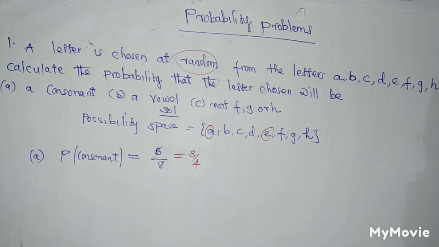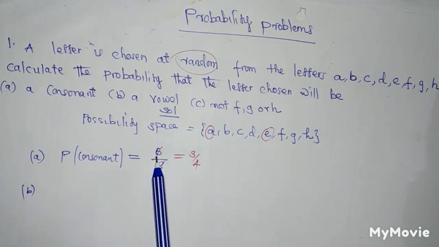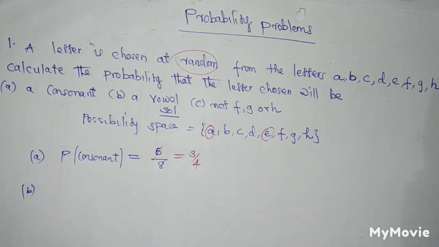Okay, so let's go to B. Keeping in mind that probability is just the likelihood of something happening. So 6 is the likelihood or the chances of us getting a consonant out of our 8 outcomes. This is the total number of outcomes, but in these outcomes there are 6 chances of us coming across a consonant.